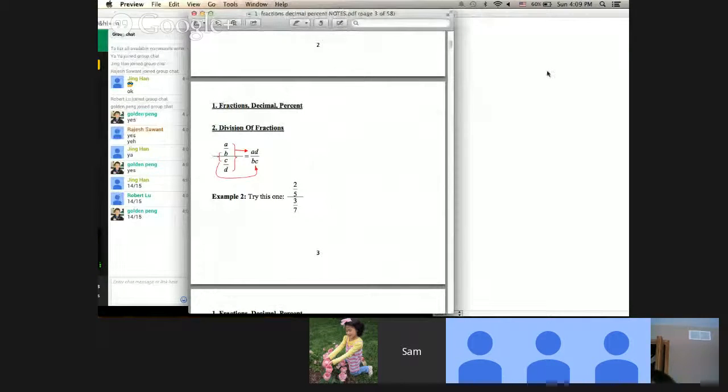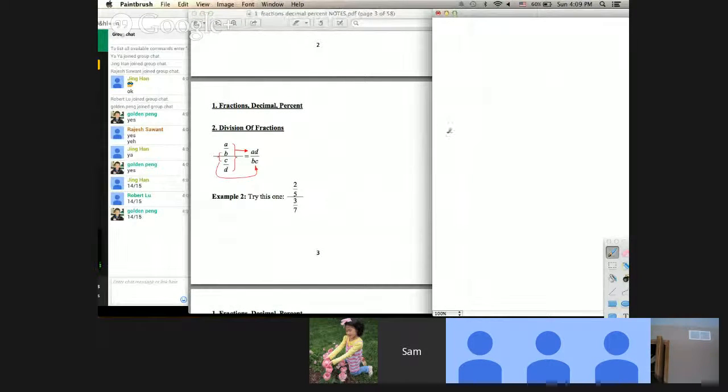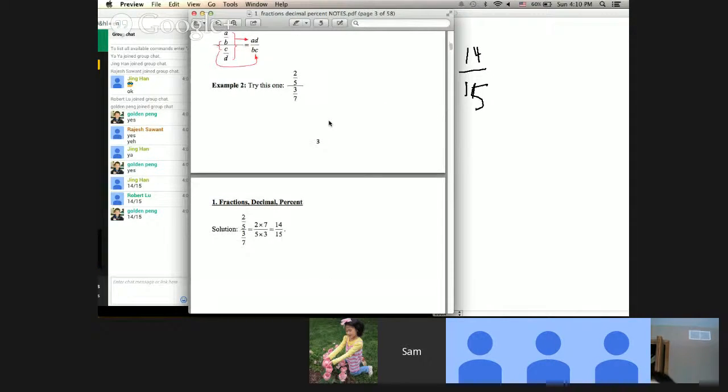Right, nice job, guys. The answer is 14 over 15. You multiply the two outside ones, which is 2 and 17, so that multiplies to 14. Then you multiply the two inside ones, which is 5 and 3, which multiplies to 15. Whoa, that turned out weird. So the answer would be 14 over 15. Okay.